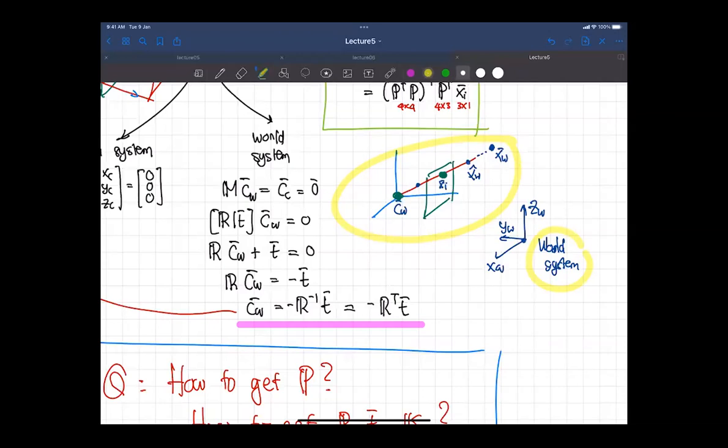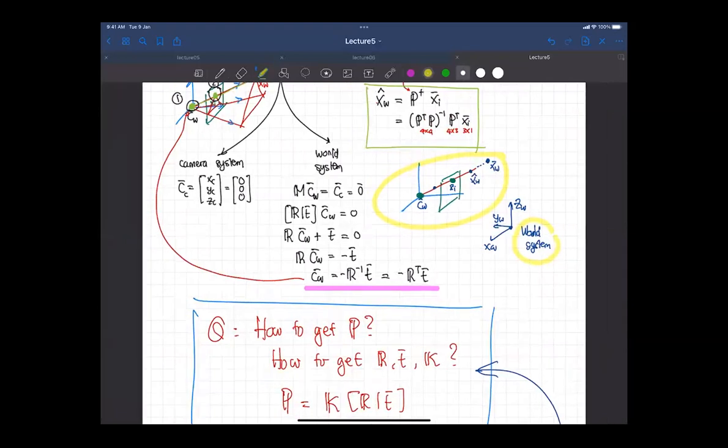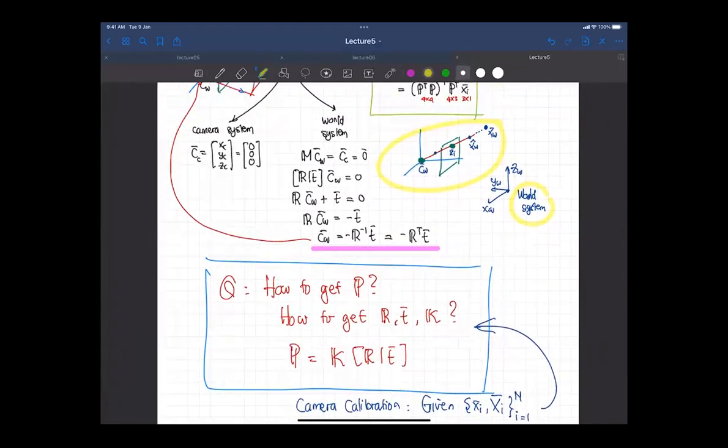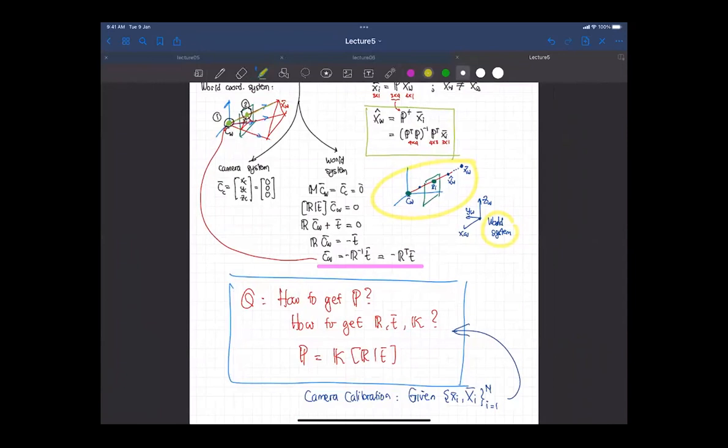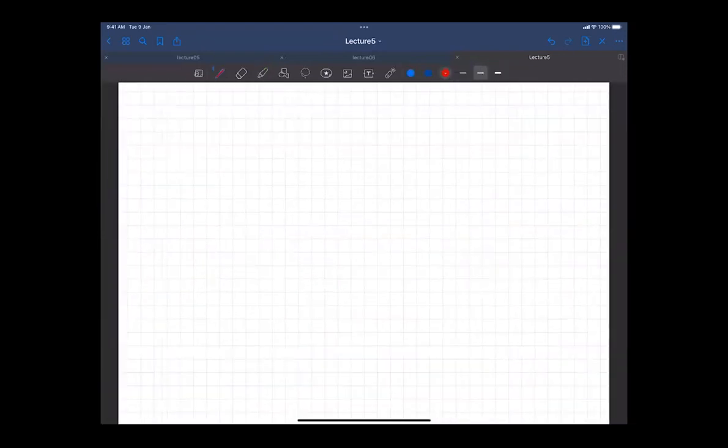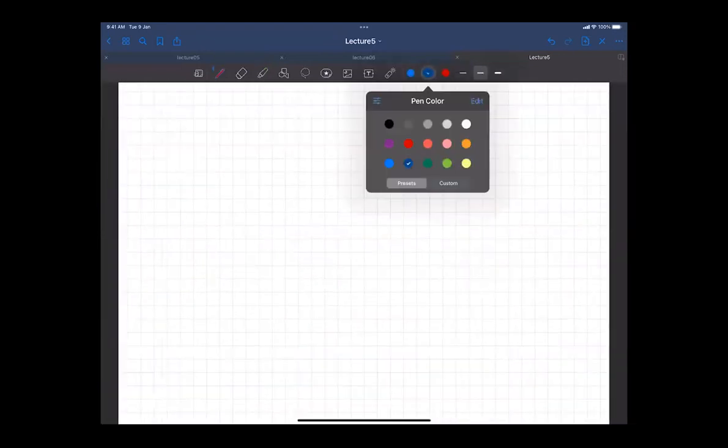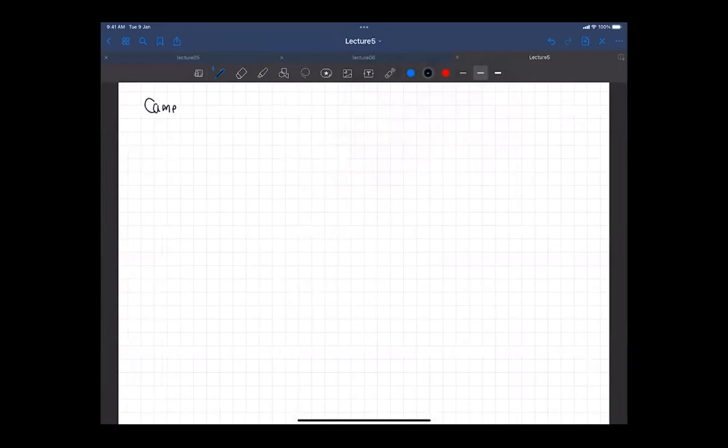Yeah, so good questions. Do not be confused: everything here has to be transformed into the world system first. So actually CC becomes CW. Any questions here? Okay, if there's no question, let's do the camera calibration. Let's have a discussion on camera calibration.